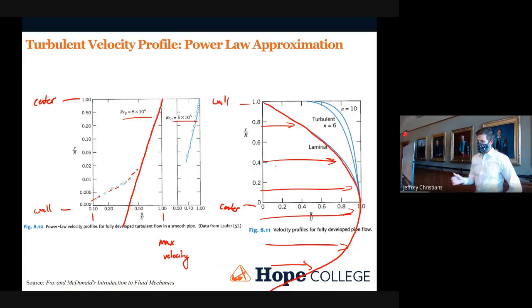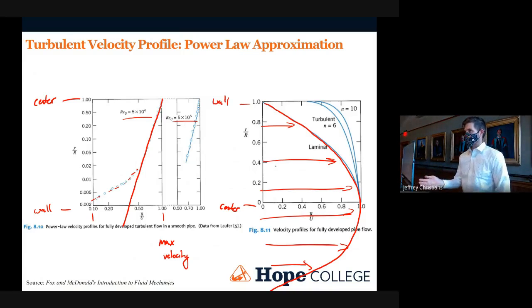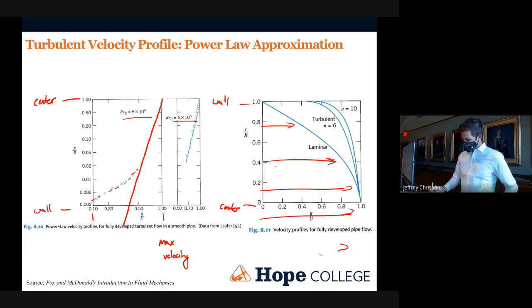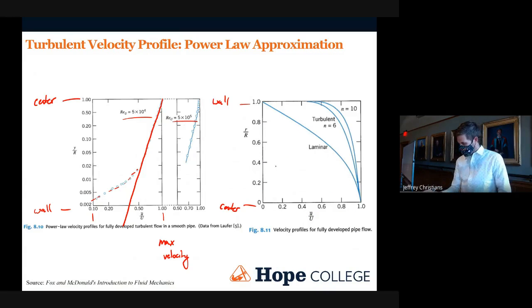Turbulent flow, again, this isn't exactly what it looks like, but this is what the power law model looks like, which is good in some places and bad in other places. The power law model looks like this. So it's really a lot flatter. That's kind of a bad one.